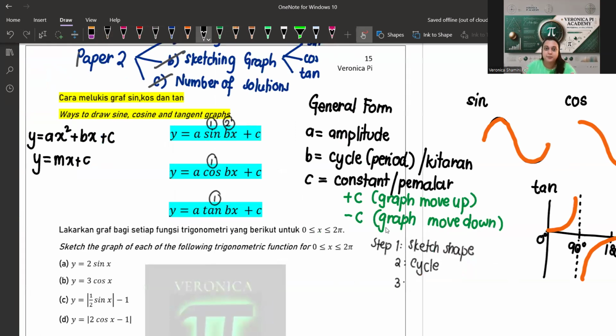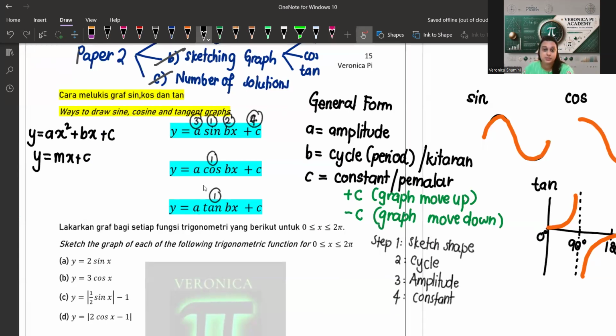Step 3, you must do the amplitude. Amplitude kita label. We label the ketinggian of the graph. And step 4, you must do the constant. Kita akan bawa graph, kalau tambah means kita akan bawa dia naik ke atas. If tolak means we have to bring it go down.